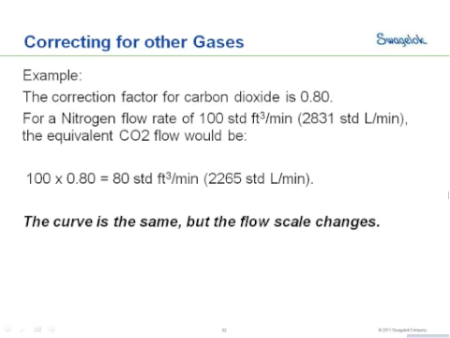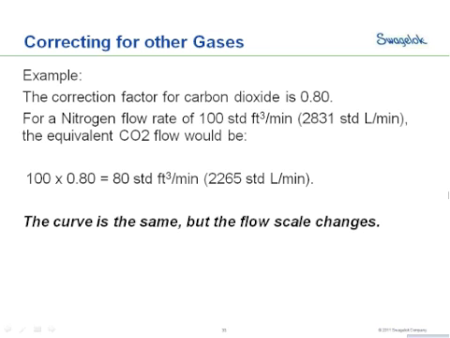How this looks can be explained in a quick example. The correction factor for carbon dioxide is 0.80, and we pulled that from the table on the last slide. If we have a flow curve that tells us the nitrogen flow rate is 100 standard cubic feet per minute, the equivalent flow for carbon dioxide is going to be that same 100 standard cubic feet per minute times our correction factor, 0.80. That's going to give us a flow of 80 standard cubic feet per minute. What we need to keep in mind is that the curve is going to remain the same. The scale is what's going to change.